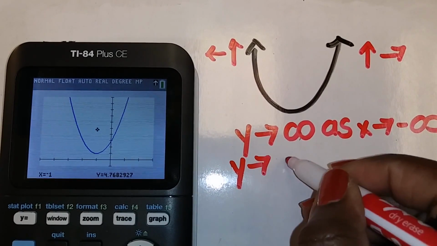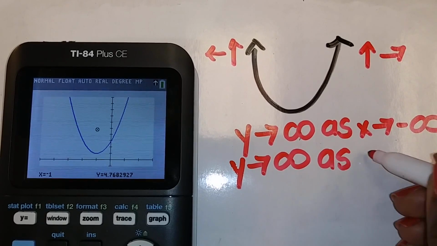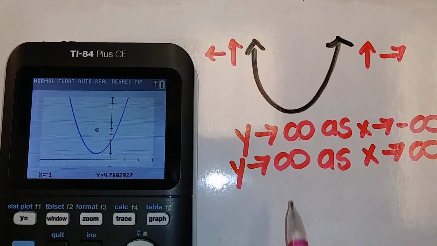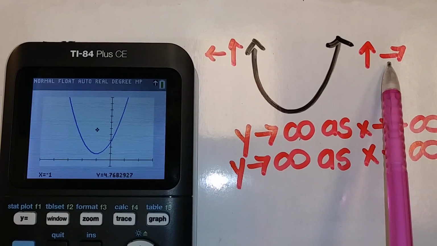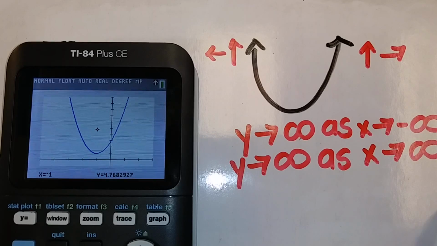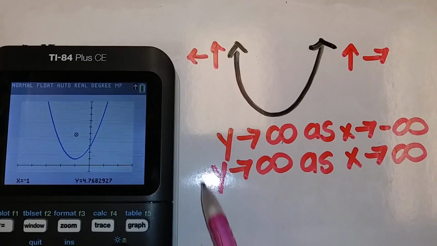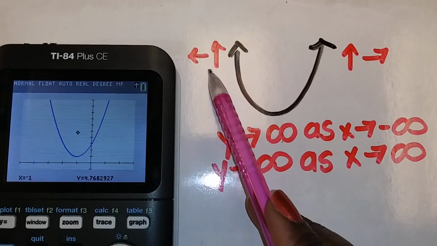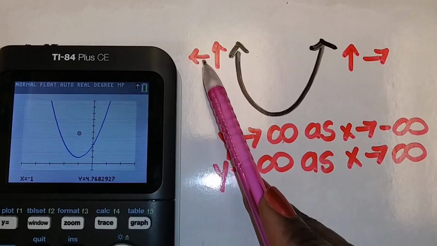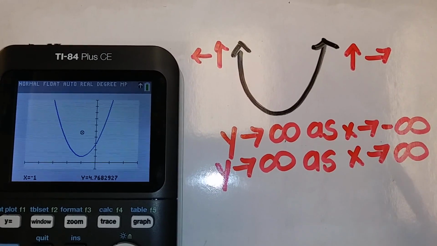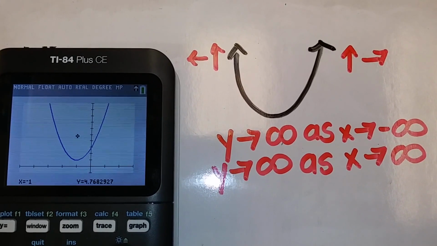Y is still approaching infinity as X is approaching positive infinity. So X is going up to infinity. Y is going up to infinity as X is going to positive infinity. So we have to make sure that we know how to write this out. You have to know how to write out your end behavior in this format. Another thing I can say too is that it rises to the left and it rises to the right. That's an easier way to explain that, which is just what I wrote right here.